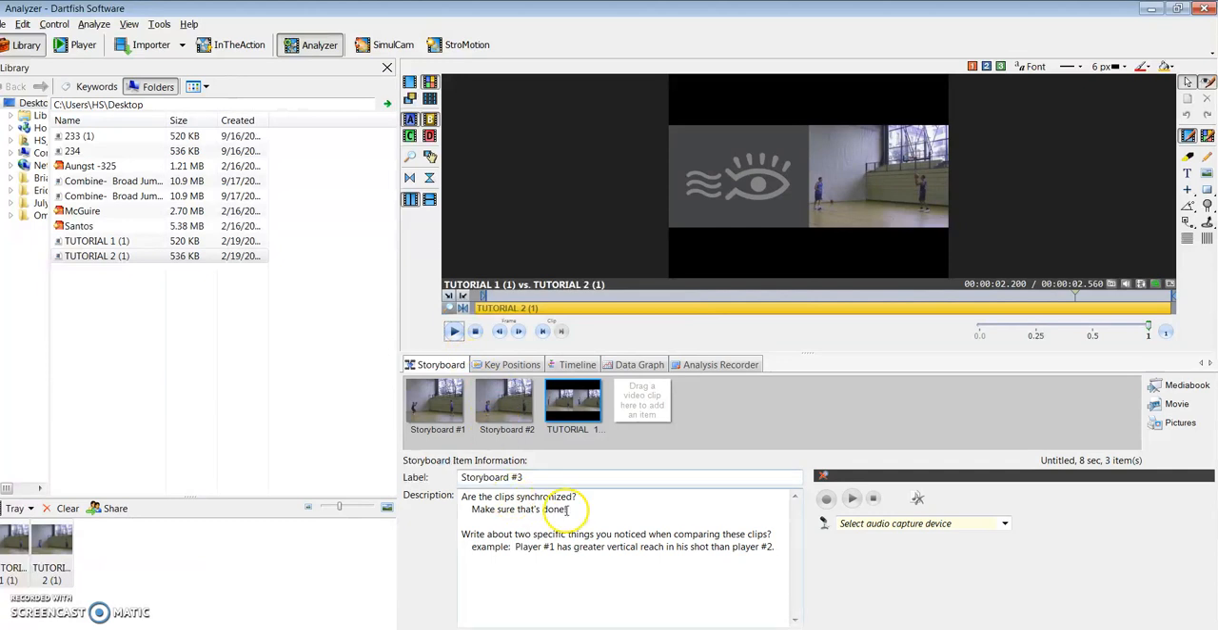So go back down to the bottom. Are the clips synchronized? Yes. Write about two specific things you notice when comparing these clips. I gave you one example. You'll write two of your own for your respective videos.